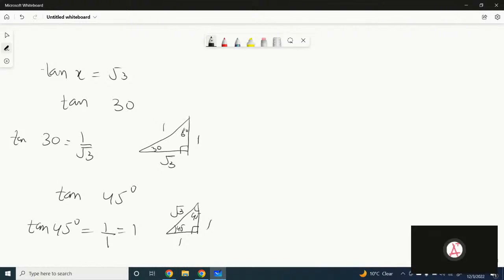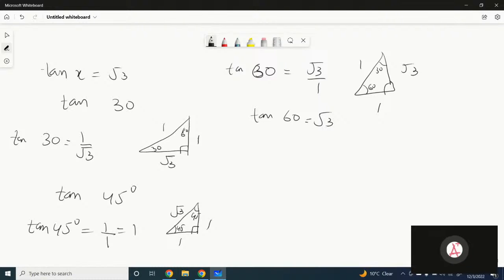Now let's just find tan 60. Here you have 60, here you have 30, and here you have 90 degrees. In this case, you have square root 3, 1 and 1. So tan 60 is opposite divided by adjacent. Opposite is square root 3 and adjacent is 1. Yes, tan 60 equals square root 3. That means the exact value of x for which tan x equals square root 3 is 60 degrees.